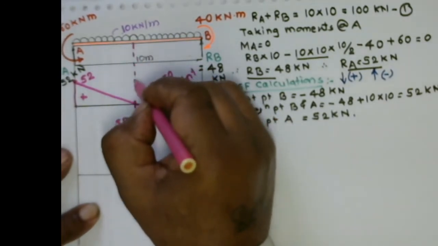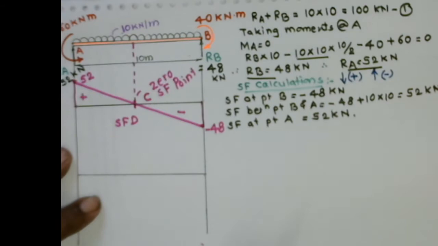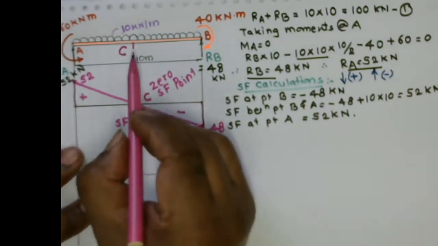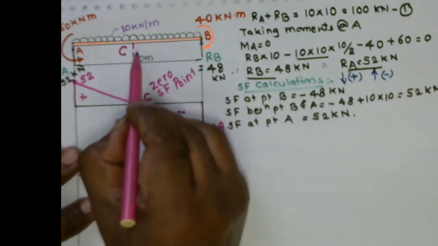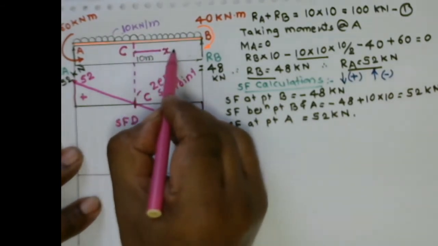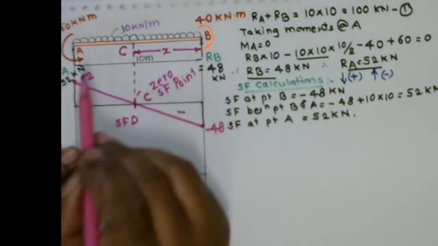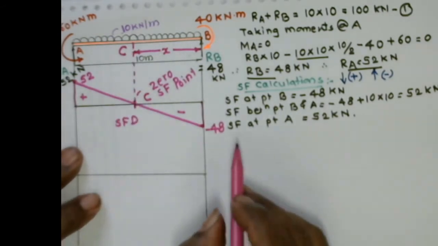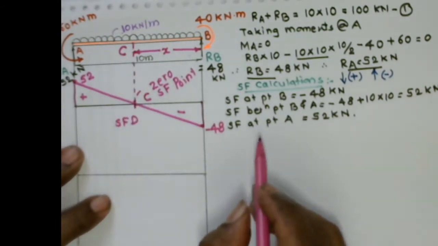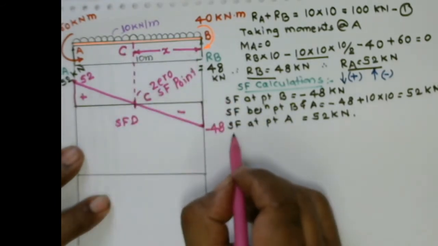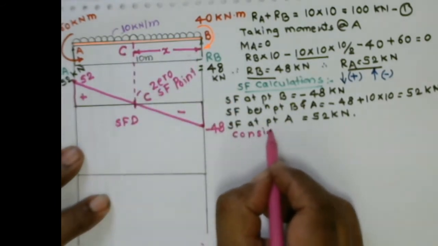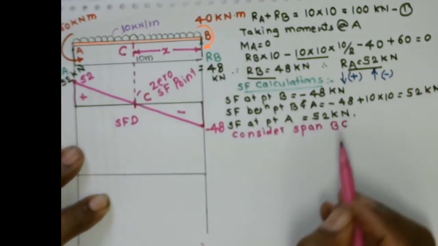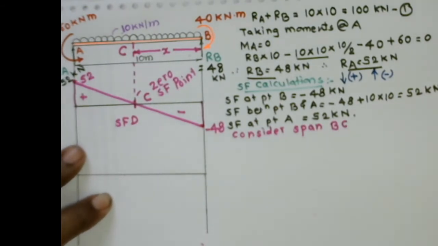We have seen the importance of the zero shear force point. Zero shear force point indicates the maximum bending moment. So in that case, we have to calculate this dimension x, or you may say the position of the zero shear force point. While calculating it, we have to consider span BC only, and apply our static equilibrium condition, that is summation Fy is equal to 0.